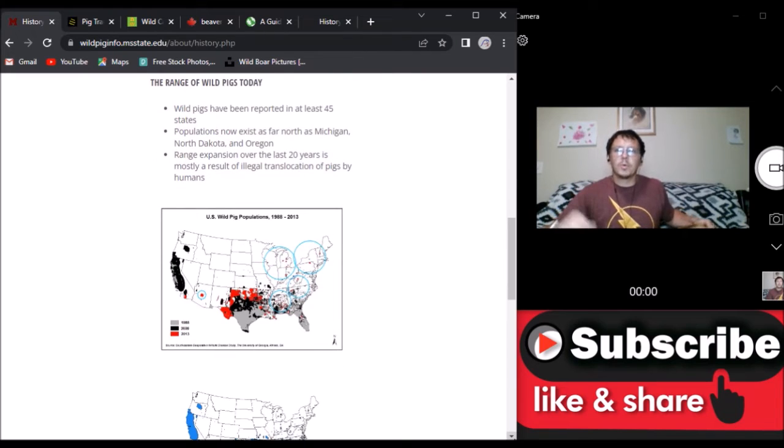Wild pigs have been reported in at least 45 states. So that's 45 out of 50, guys. Populations now exist as far north as Michigan, North Dakota, and Oregon. Range expansion over the last 20 years is mostly a result of illegal translocation of pigs by humans. So that's basically saying, do we think they're popping up in all these other places because people are just catching them and going and letting them go?